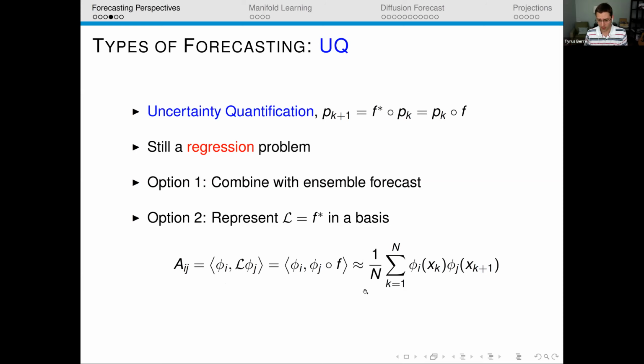Let's see. I just want to preview a little bit here. Once you choose a basis, you can get the representation of this forecast operator pretty easily, just by averaging the basis elements at the current time against the basis elements at the one-step forecast. Because when I take one of the basis elements and pre-compose it with f, all that's doing is pushing it forward in time. So this will come back in just a few slides.